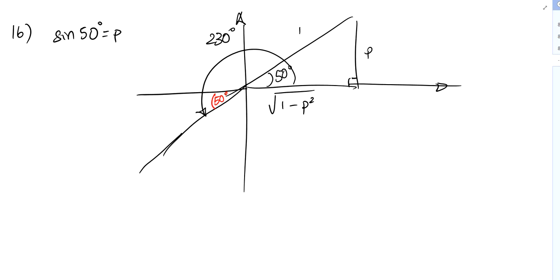Do the triangles have the same magnitudes for the same sides? The magnitudes are the same, right? But the signs may be different. So since the magnitudes are the same, I will drop down a perpendicular line over here. What is this side? P or negative P? What about this side, along the x-axis? Negative square root 1 minus p squared. And the radius, how much will that be?